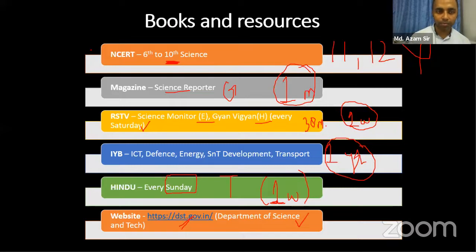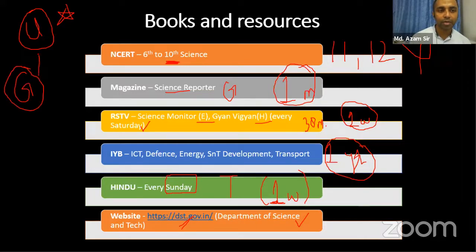Now let me tell you that you all want to enter into the UPSC. UPSC is a government sector, and you would be a government employee very soon. So UPSC try to ask the questions from the government resources only. The first preference of the UPSC is to take questions from the government resources. So what are the government resources?